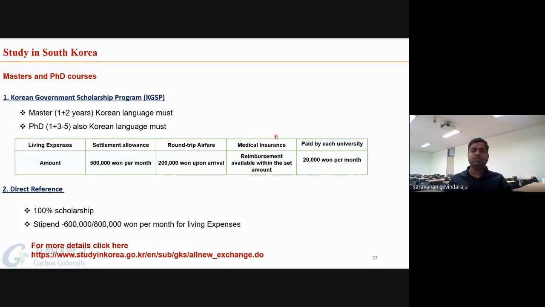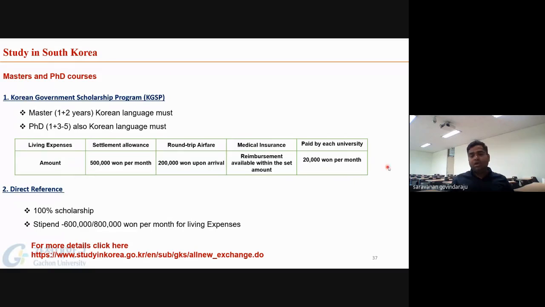And medical insurance also, because hospitals in Korea are really very expensive. If you have insurance, you will be okay, so the Korean government is providing medical insurance. Every 6 months, the university will pay 2 lakh Korean won, which is almost $200. The Korean government and the university provide this every 6 months for your research work. You can purchase chemicals, equipment, or other supplies for your research work. So this is also provided by the Korean government.